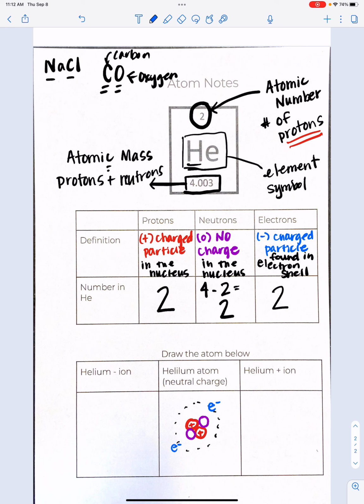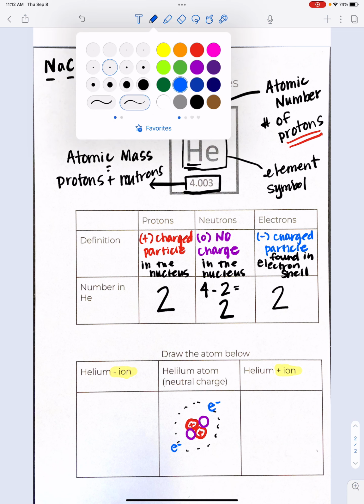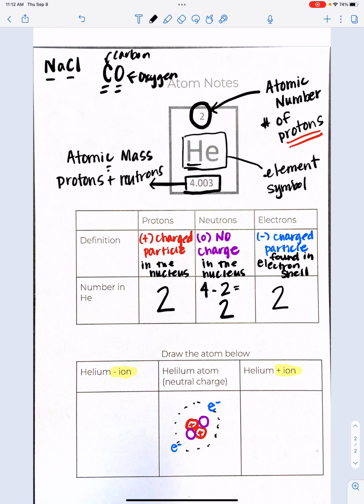Now I want you to think about how you can make a helium ion. We're looking for a negative ion and a positive ion. To be more specific than just negative or positive, the official name for a negatively charged ion would be an anion, and a positive ion would be a cation. I am somebody who likes little tricks to help you remember different things. I always remember the difference because cats have paws. So cations are positive ions, if that helps you.